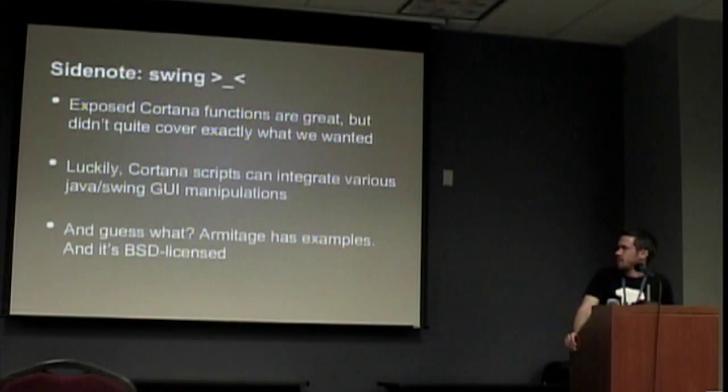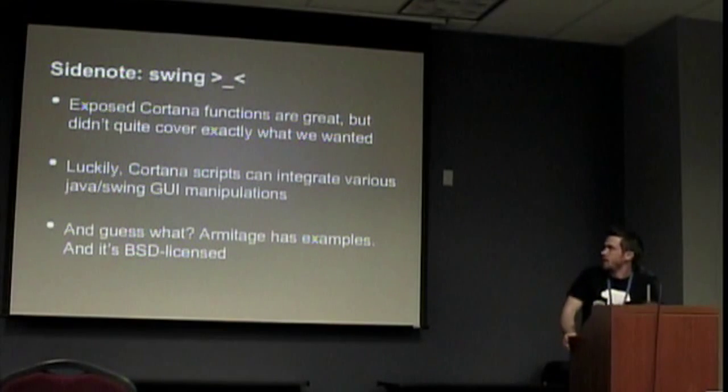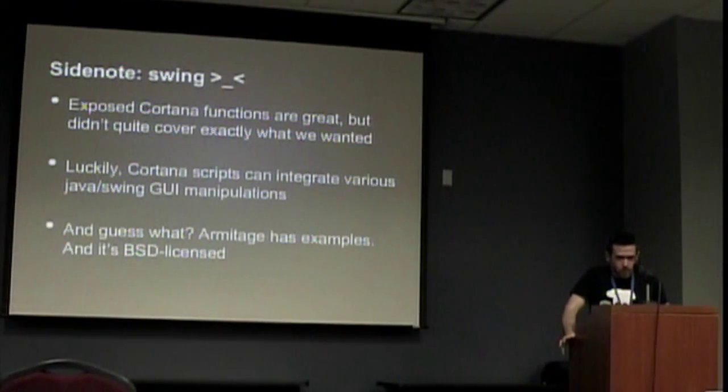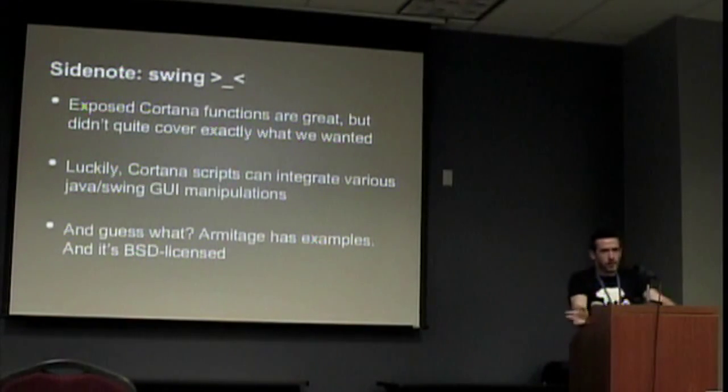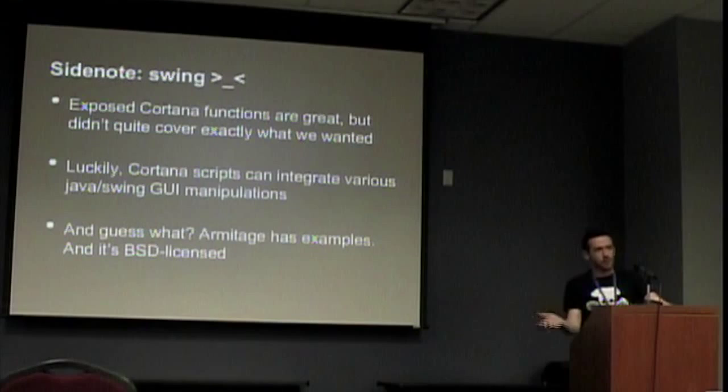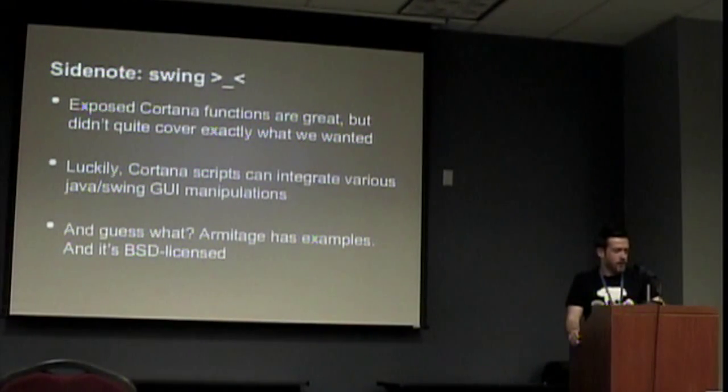So, real quick sidebar for a slide or two. A lot of the exposed Cortana functions are great, but we were still sometimes restricted on the menus and stuff that we wanted to build. But Cortana scripts are basically like JavaScript, so you can integrate any Swing interface stuff that you want. If anyone's programming Swing, I feel for you, but it was the worst 5 days of my life trying to figure this stuff out, because it's not fun doing Swing stuff. But Armitage has a bunch of examples, so you don't have to build it from scratch.